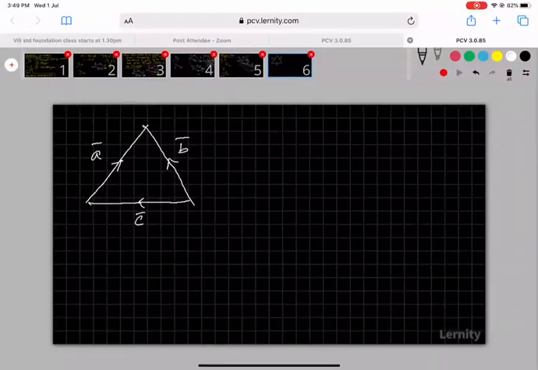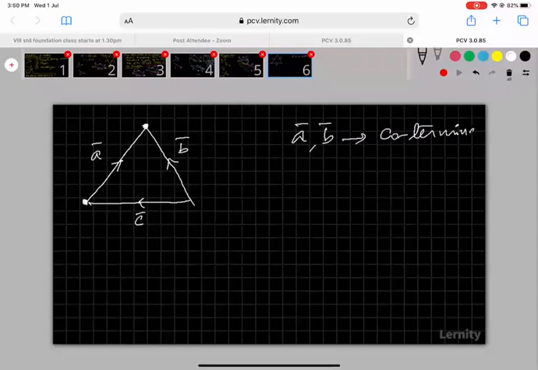Which two vectors are in succession here? See, A bar's initial point is this, final point is this. But B bar also, like A bar and B bar are co-terminal. Can you see this? A bar and B bar are basically co-terminal vectors. Because they are co-terminal vectors, they are not in succession. You cannot add them using triangle law.